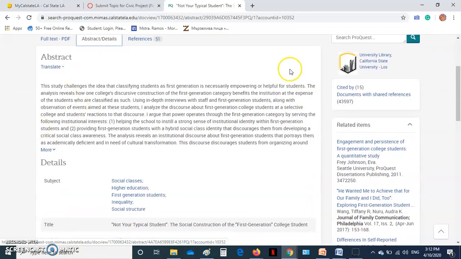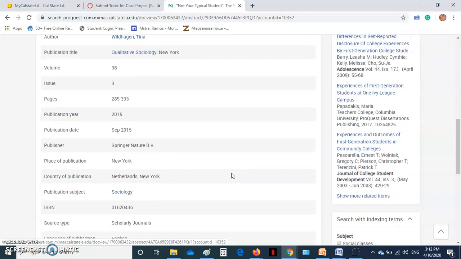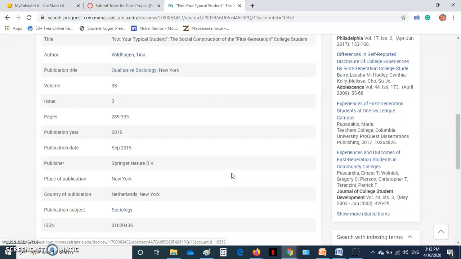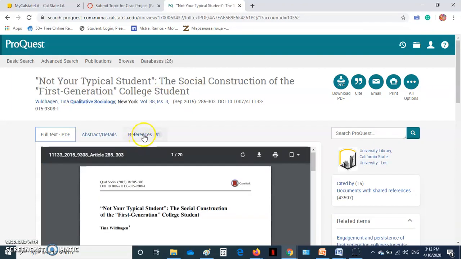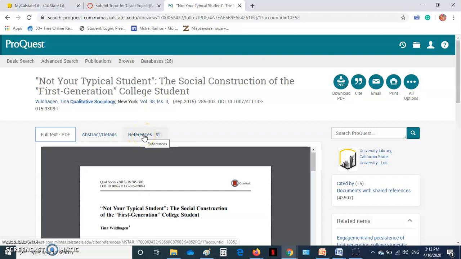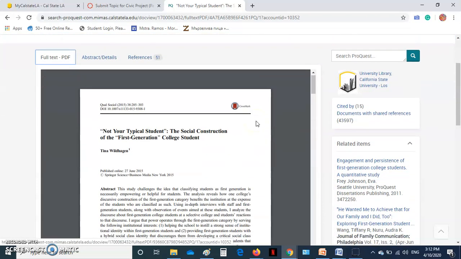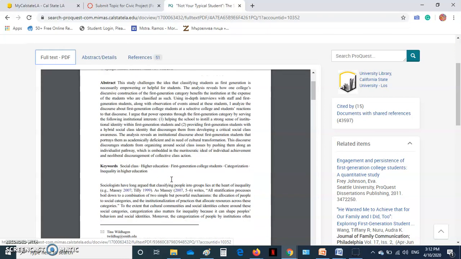Here is the abstract again. You can look if there are any charts which would be in the full text. These references are also useful because here you will find similar articles. References are what the writer of this one used when they wrote it.